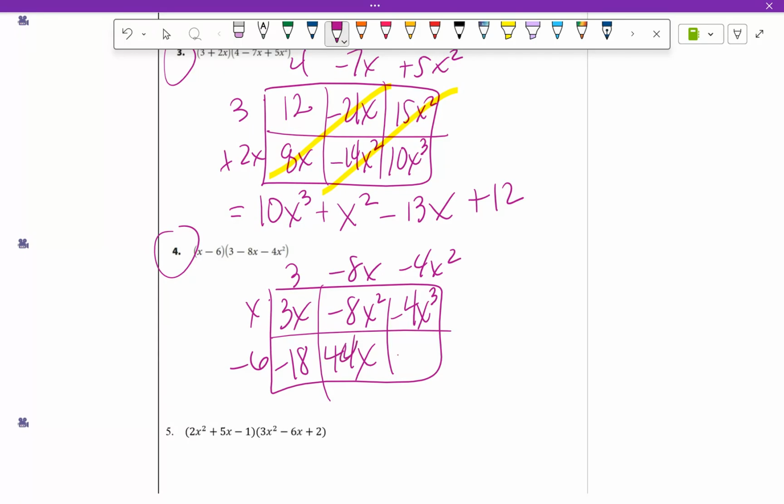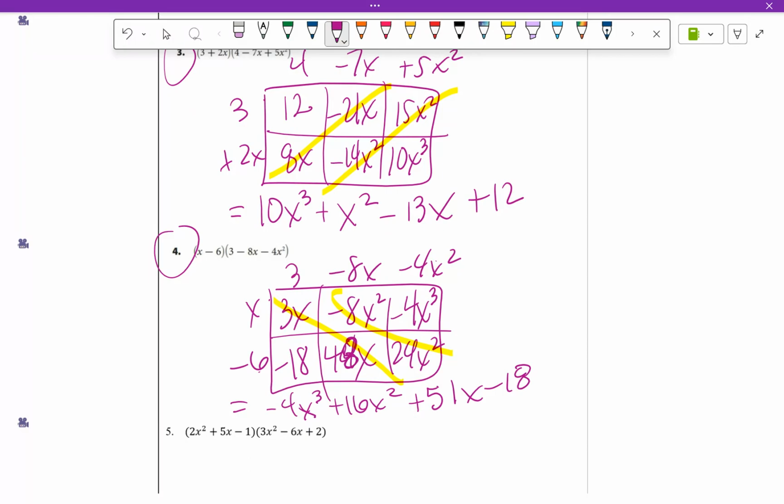48. Thank you. Ooh, where did that come from? I don't even know. What's negative 6 times negative 4? Good. Okay, and then it looks like diagonals went this way. So my final answer, I got negative 4x cubed. What do we get for our squareds? Good. And then for my x's? 51x minus 18. All right.